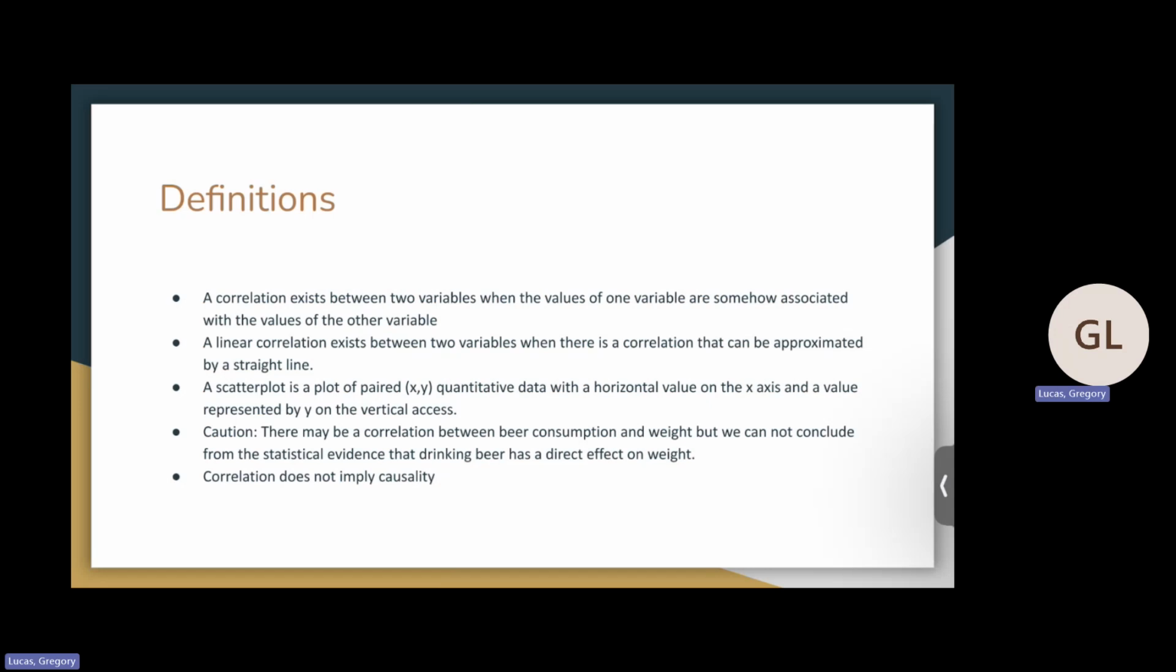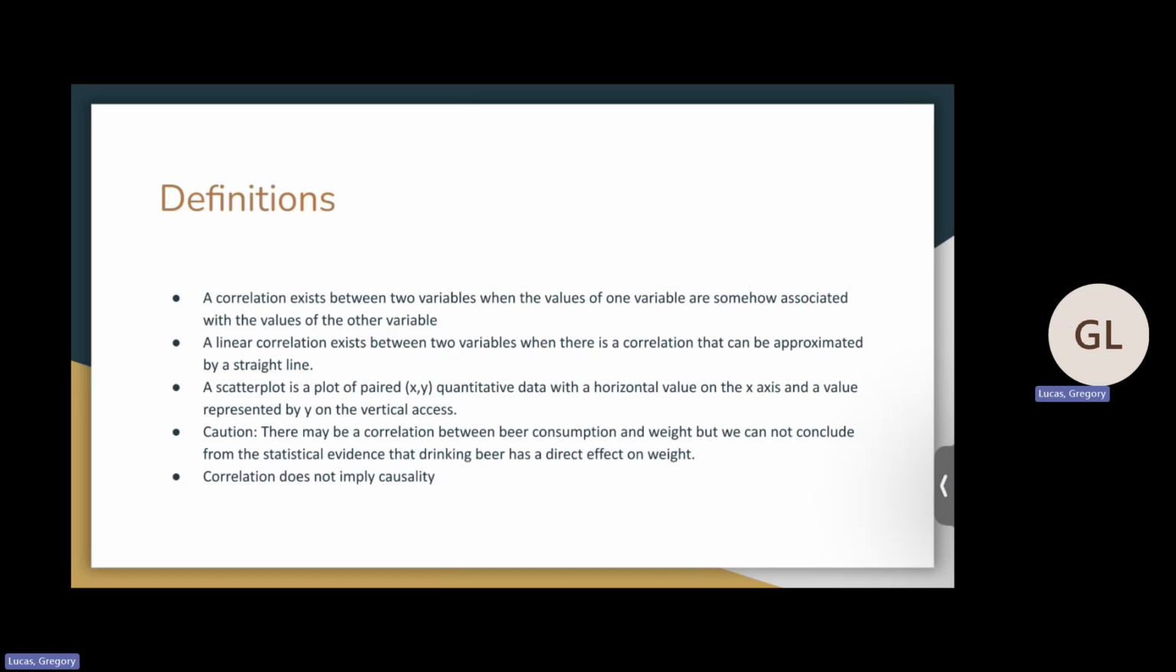A scatter plot is a plot of points. We write points as x comma y of quantitative data with a horizontal value of x and a value represented by y on the vertical axis. So we have our two different variables, x representing one variable, y representing the other variable. We plot them as points. Plot every single piece of data. That gives us what's called a scatter plot.